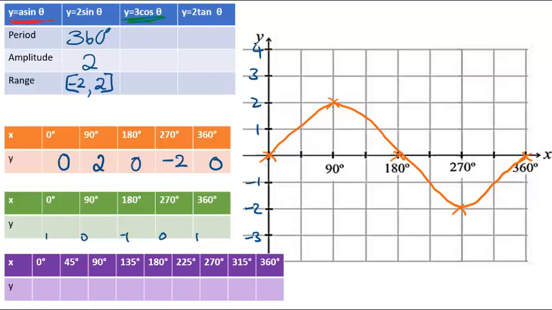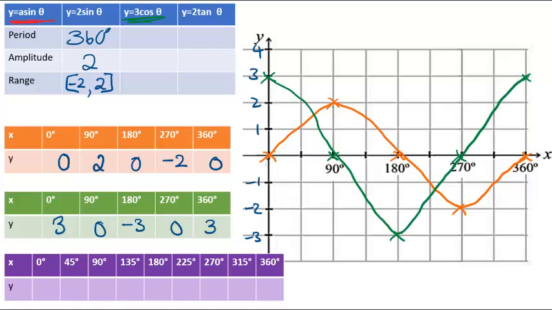So I'm going to say 3 times 1 is 3. 3 times 0 is 0. 3 times negative 1 is negative 3. 3 times 0 is 0. 3 times 1 is 3. So I now have my coordinates for 3 cos of theta. And I'm plotting them. They look like this: 3, 0, negative 3, 0, and 3. So the green graph answers our question of y equals 3 cos of theta.